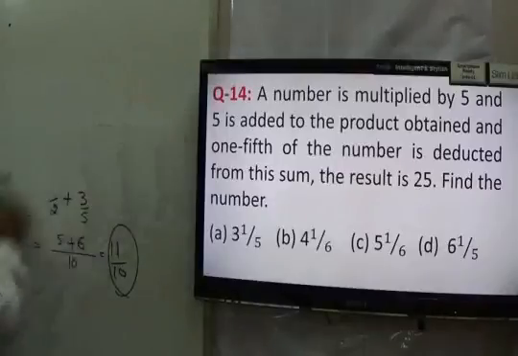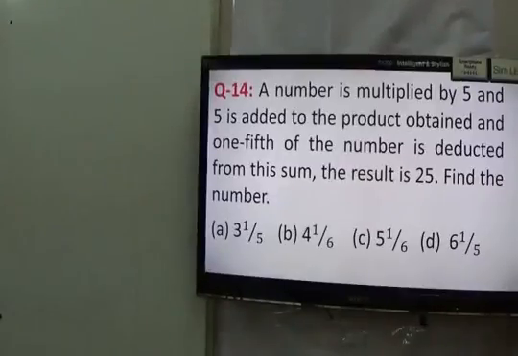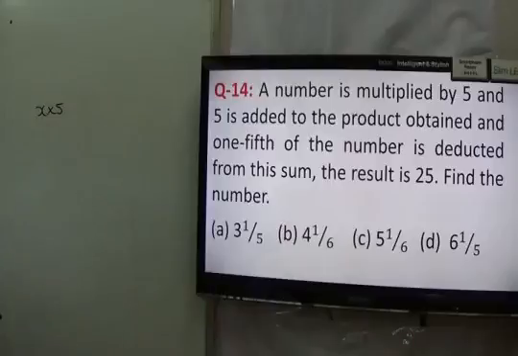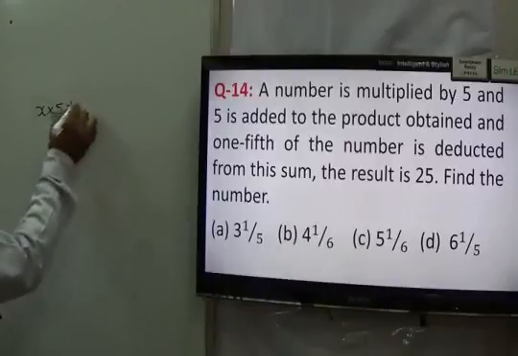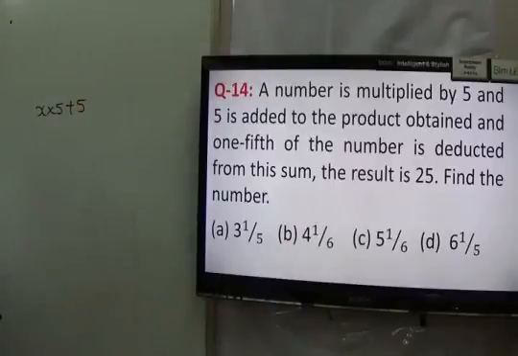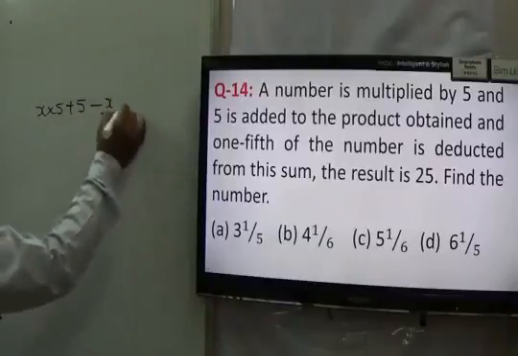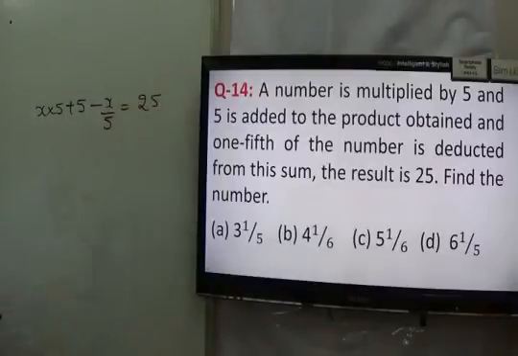Next we have question number 14. What does this question talk about? A number is multiplied by 5. Suppose the number is x, it is multiplied by 5. That becomes 5x. And 5 is added to the number, right? And 1/5 of the number is subtracted, meaning minus x by 5. The resultant is 25. Okay, we have to solve it.